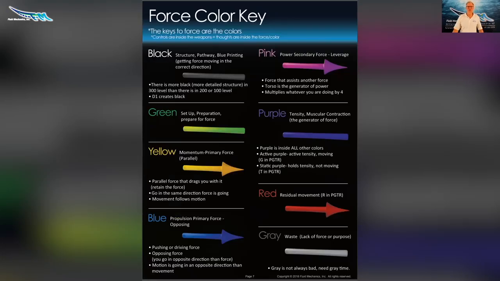Okay, let's talk about, this is a force color key. So let's talk about the keys to force, which are the colors, right? And the controls are inside what we call the weapons, right? Meaning the thoughts are inside the force or the color. So it's really important that as you understand this, your thoughts and your feelings are what cause this to happen.